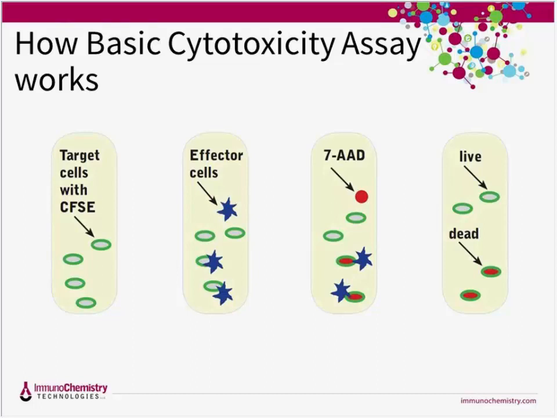7-AAD, which is a red live/dead stain, is then added. 7-AAD enters the cells with compromised cell membranes, so these cells are in necrosis or late-stage apoptosis, and it will bind to the DNA. 7-AAD does not enter the cells if the membranes are still intact. Finally, you'll run your controls and then analyze your samples by flow cytometry, and you'll be able to quantify two populations of target cells: live cells, which are only green with CFSE, and necrotic or dead cells, which are dually labeled with both green and red fluorescence.